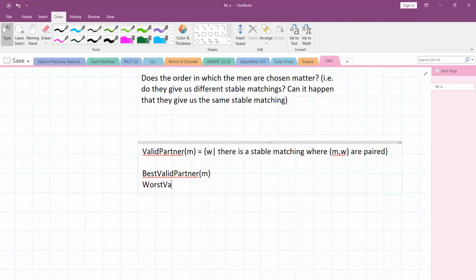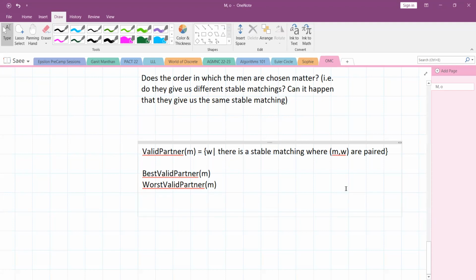It's pretty intuitive. And similarly, we can also define the worst valid partner of a man, which is just the woman he likes the worst among all of these valid partners. It could also happen that maybe the only valid partner for M is only one woman. Then in that case, the best valid partner and the worst valid partner for M are the same person. Who's that woman? The valid partner.